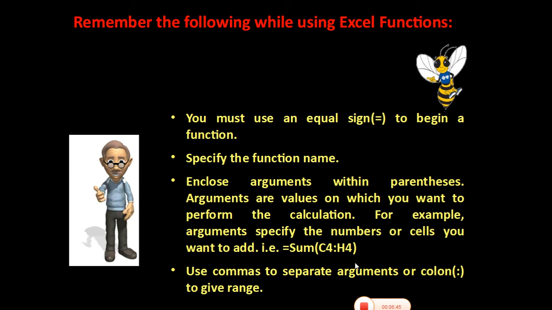Next is to use a comma to separate arguments. If we define only two arguments then we use commas. And if we use two or more arguments then we use a colon. Here the colon is used to give a range. It's a range C4 to H4. So that's why the colon is used here.